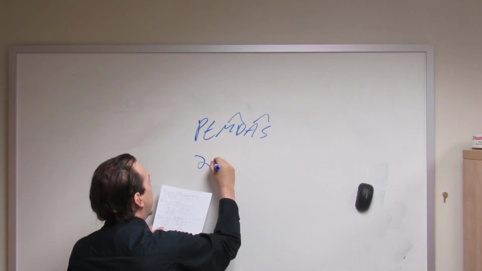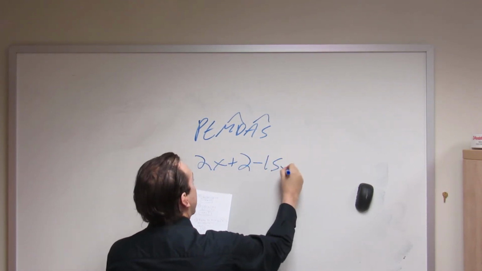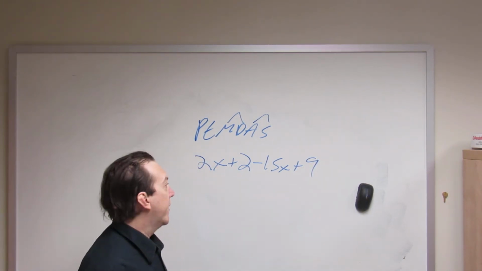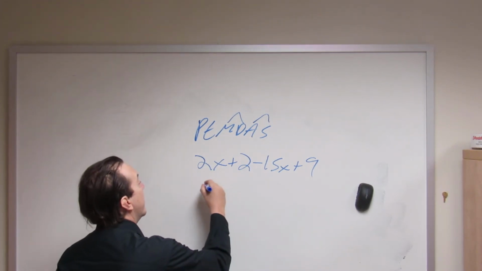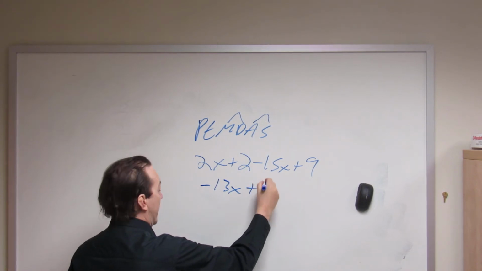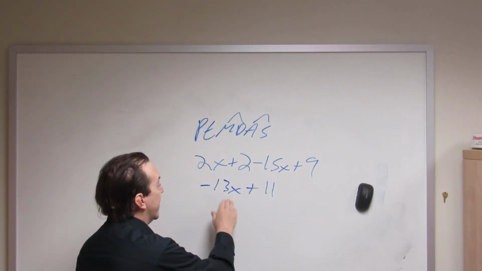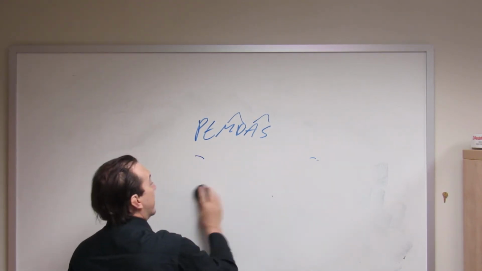Then let's say 2x plus 2 minus 15x plus 9. We're going to combine like terms. So 2x minus 15x is negative 13x. 2 plus 9 is plus 11. That's as far as you can go because this is an x, this is just a number. They're not like terms.